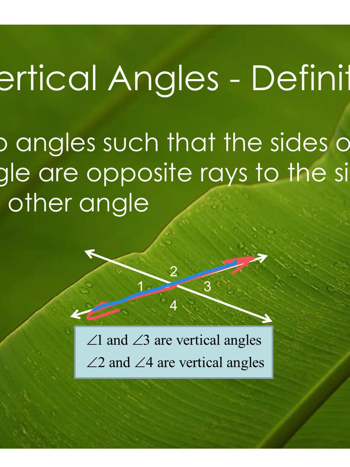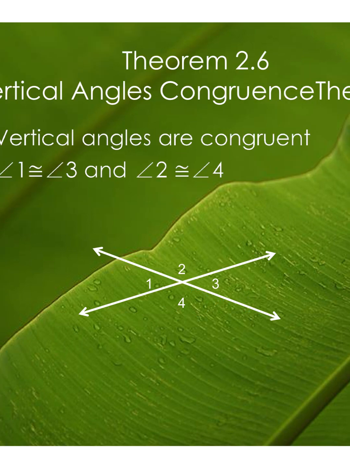For vertical angles to exist, they have to share these two lines, right? So vertical angles will be 2 and 4, or 1 and 3. Therefore, angle 1 and 3 are vertical angles, and angle 2 and 4 are vertical angles. Vertical angles congruence theorem: the vertical angles are congruent. So angle 1 is congruent to angle 3, again, the same ones we did before. And angle 2 and angle 4 are congruent.